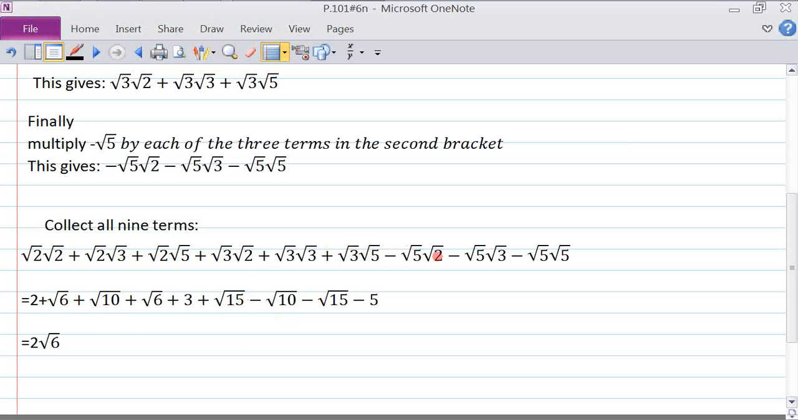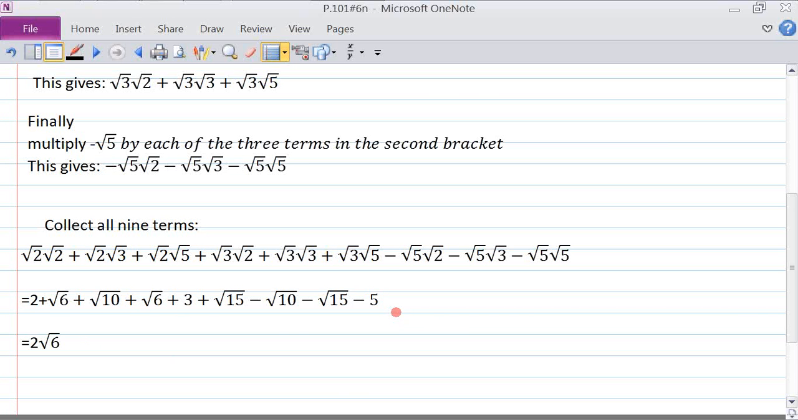Now the last 3 terms, minus root 5 times minus root 2 is minus root 10. And this one will give us minus root 15, and this will give us minus 5. And what happens is you can see that you've got 2 plus 3 is 5, minus 5 is 0. So the integers sum to 0.